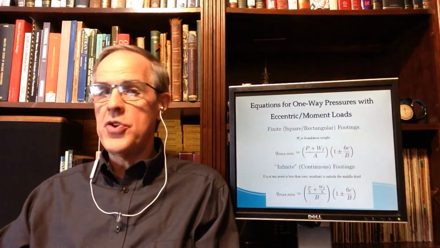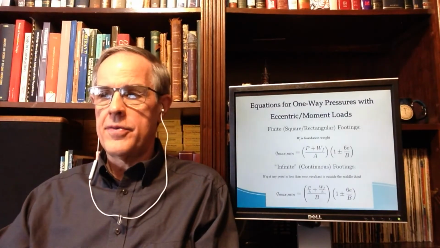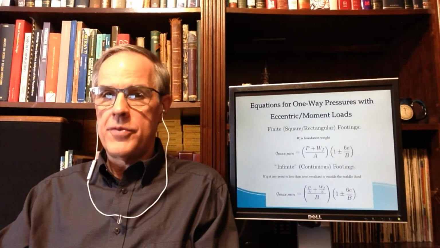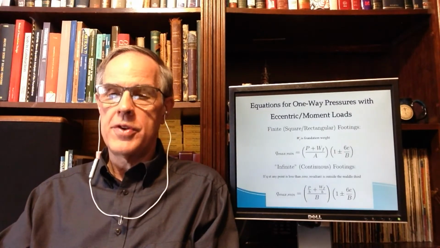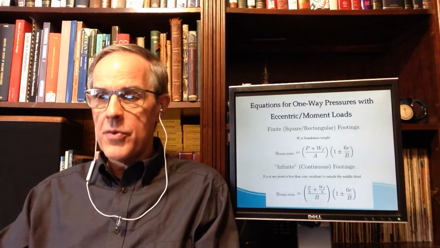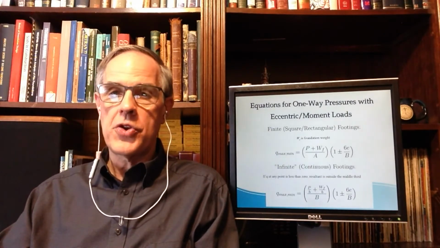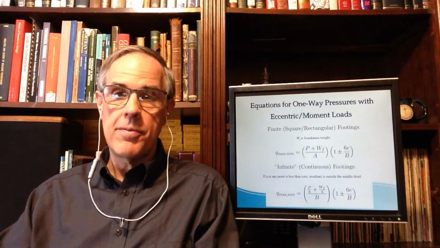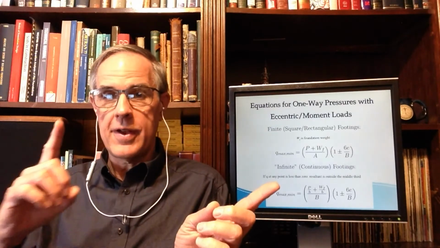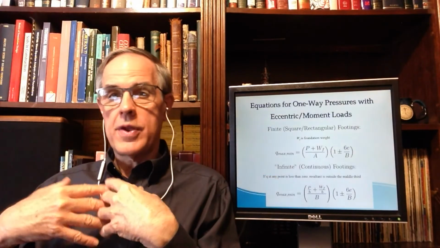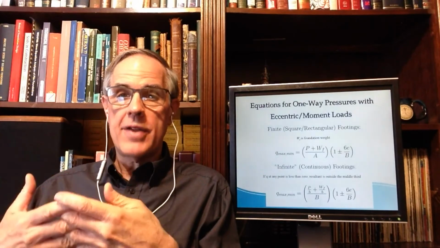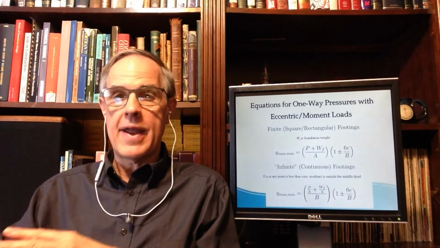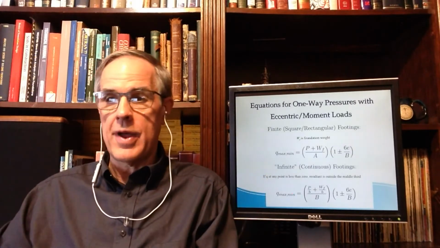There are 2 different ways of doing this. One of them is to compute the middle third. The other one is to compute Qmax and Qmin. If you can compute Qmax and Qmin, the pressures, one inside the foundation and the other, and if they're both positive, you're in business. You're within the middle third, as you saw. And if you go back and look at the theory I just presented, you'll see why that's so.